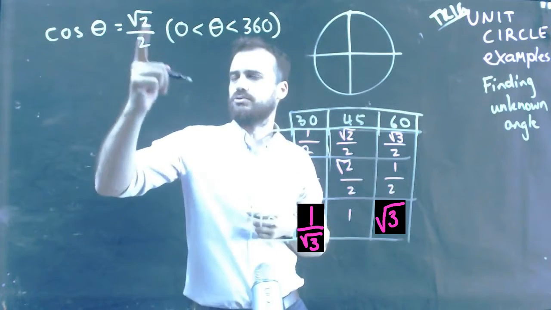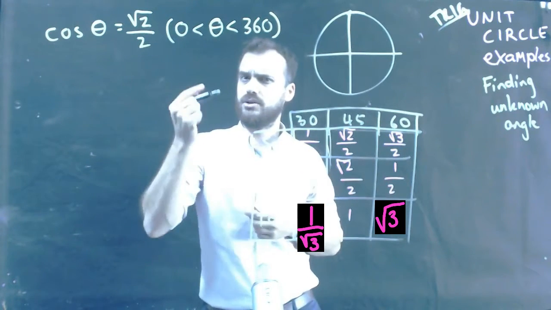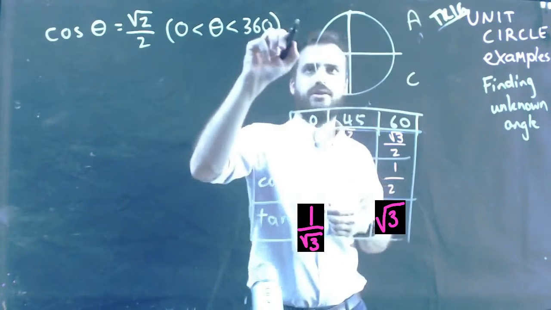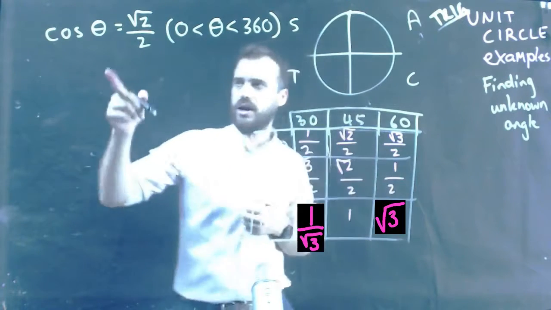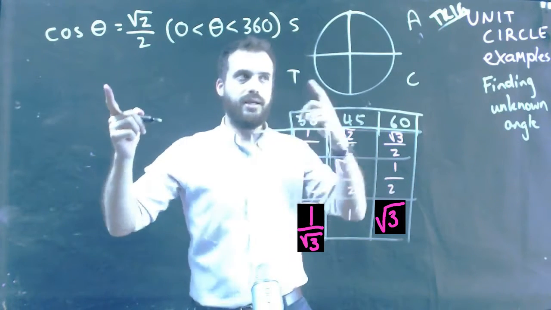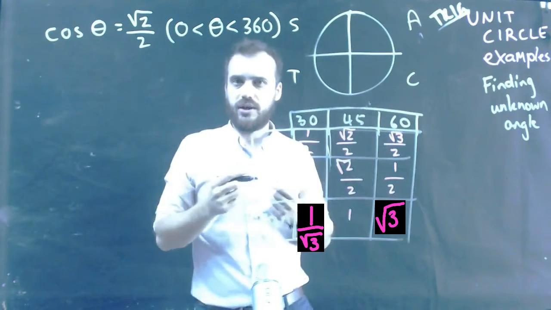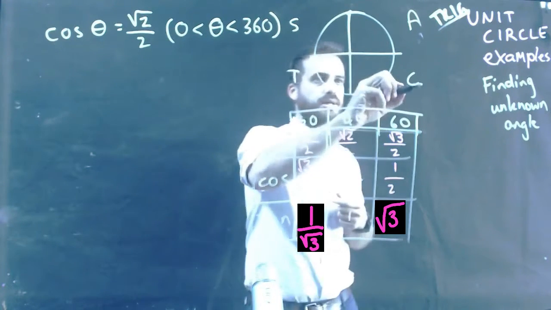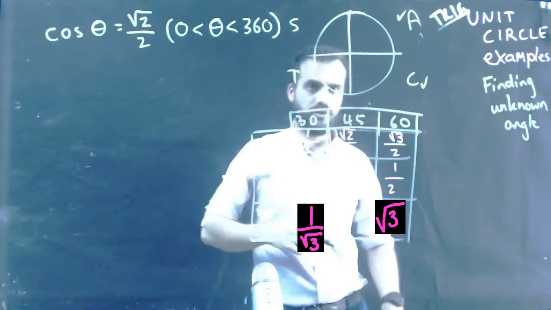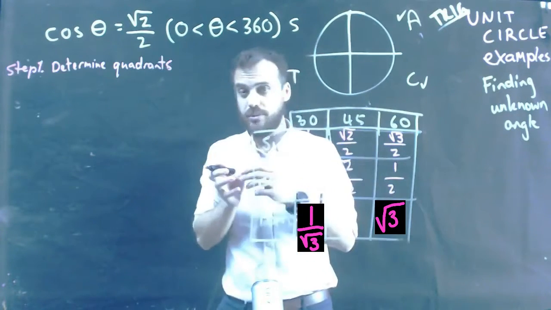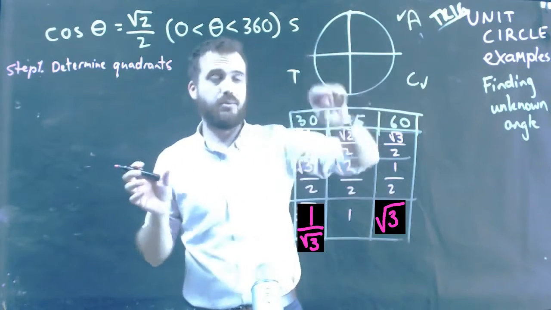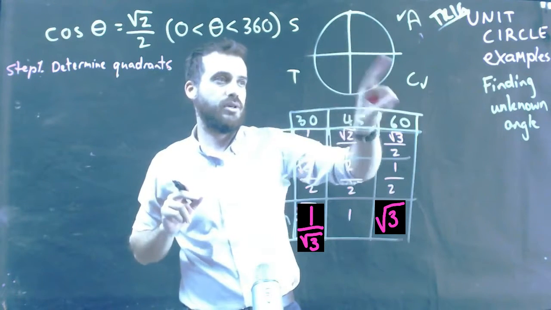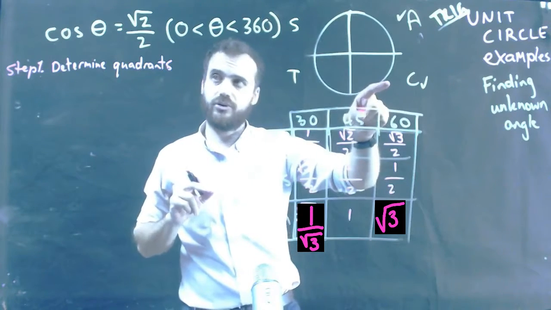So let's do this question. Cos theta equals root 2 on 2. The answer is positive. So, if I use my CAST method, I know that a cosine question is positive, so therefore I know which quadrants my answer is going to be in. It's going to be in this quadrant and this quadrant. And that was step 1. Determine the quadrants. We know that a positive cosine answer is going to be in the first quadrant and the fourth quadrant.